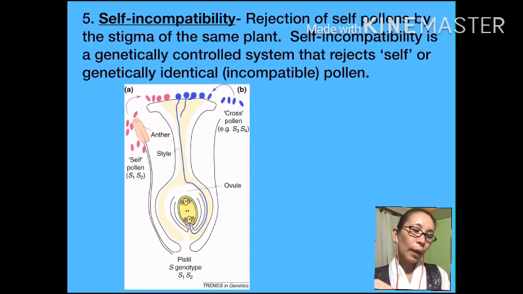So, in this way, plants are intelligent enough to prevent self-pollination and promote cross-pollination. All these techniques employed by the plants to favor cross-pollination and to avoid self-pollination are collectively referred to as outbreeding devices.